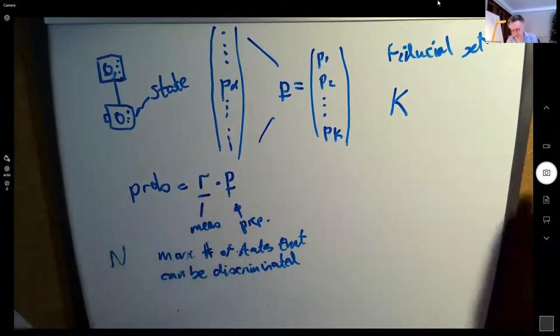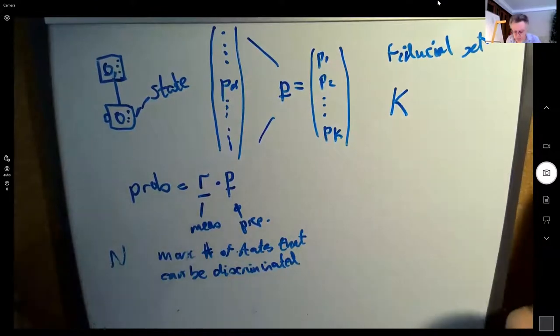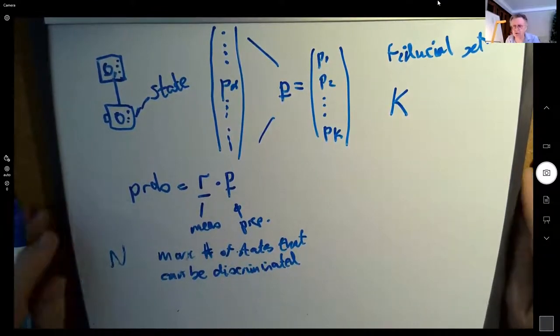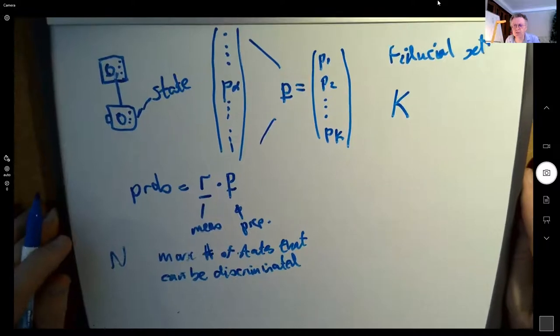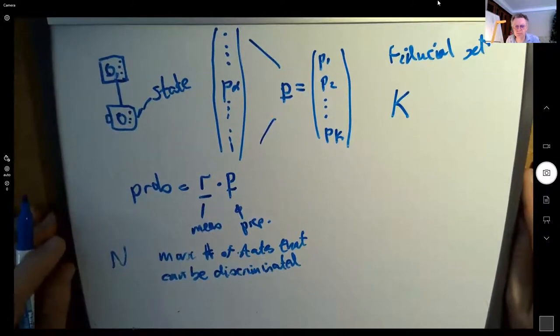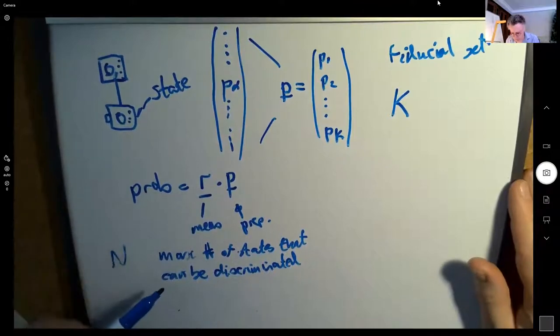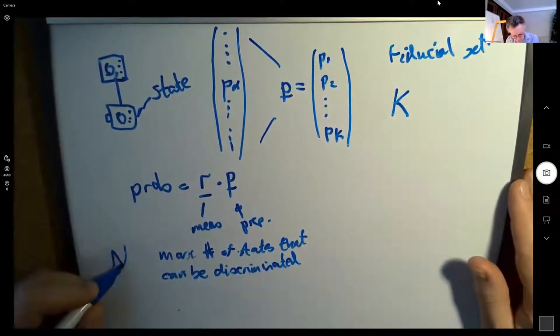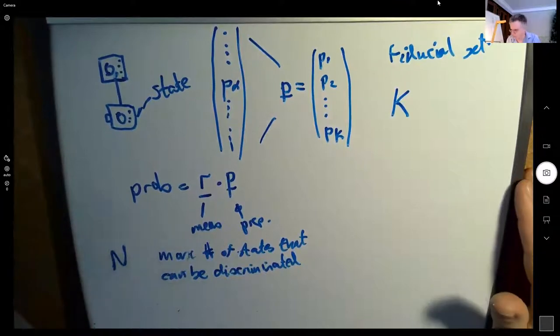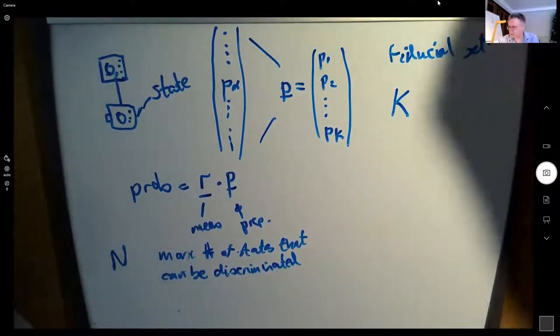So n is the maximum number of states that can be discriminated in a single shot measurement. Are there any questions at this stage?